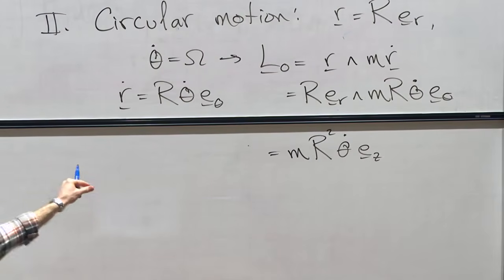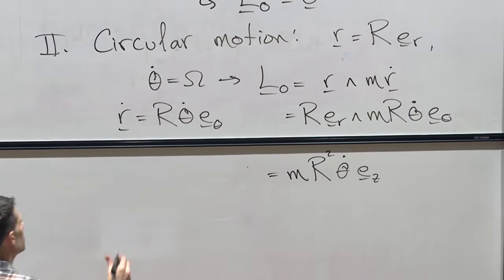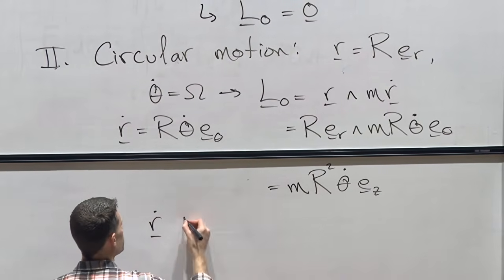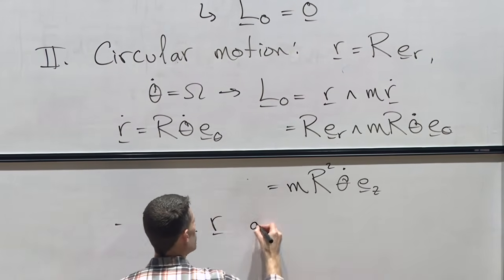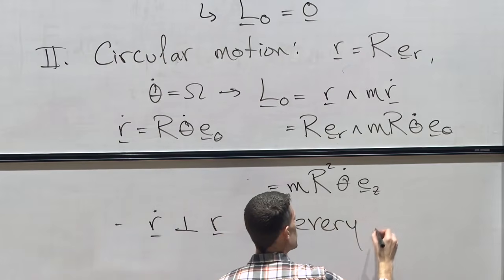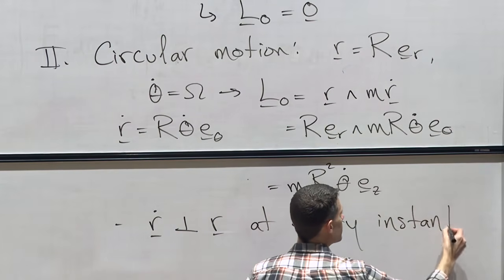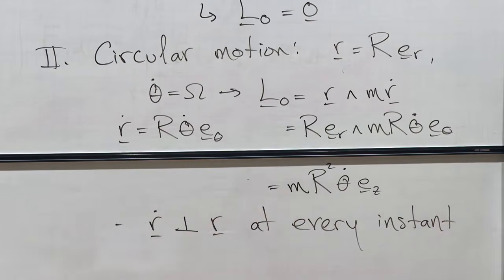And the key point is that in circular motion, r dot is perpendicular to r at every instant. Which means for this particle that's just going around in a circle, its angular momentum about the origin is maximum for a given rate of velocity, which fits our intuition. That is, the maximum rotation I can have is to go in a circle. And then everything else is in between, going along a radial line or going in a circle.